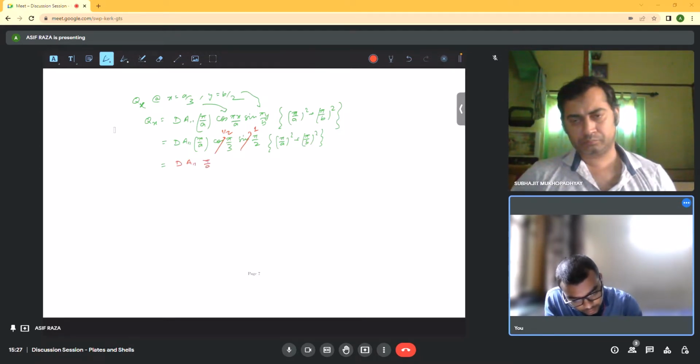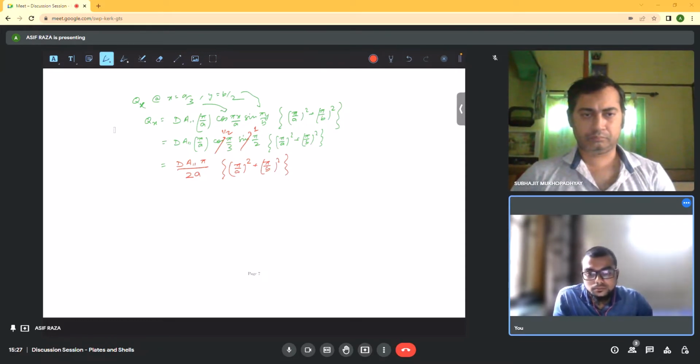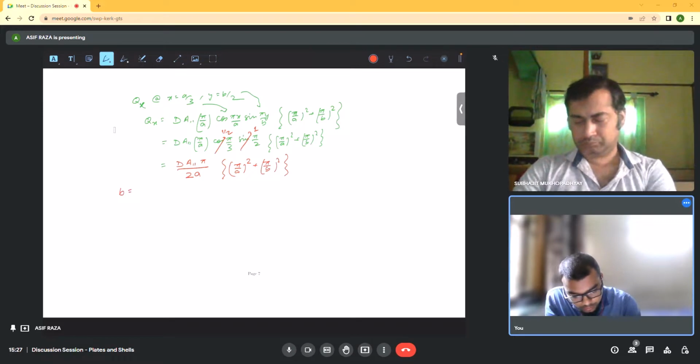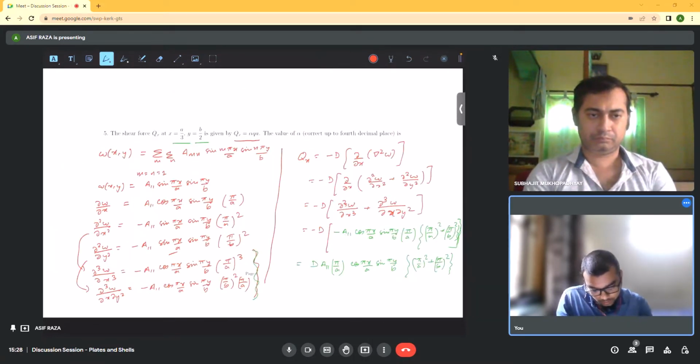Pi by a. Okay, so this can be resolved as π/a times (π/a)² plus (π/b)². Okay, now we take b equals to a by 2 here. Have I made any mistake somewhere? I think so.